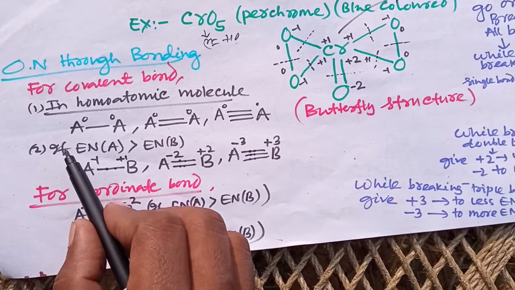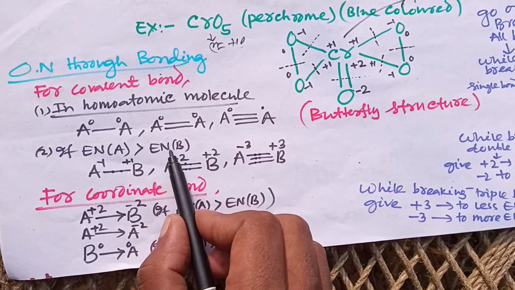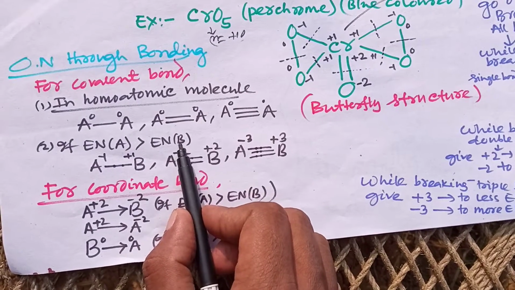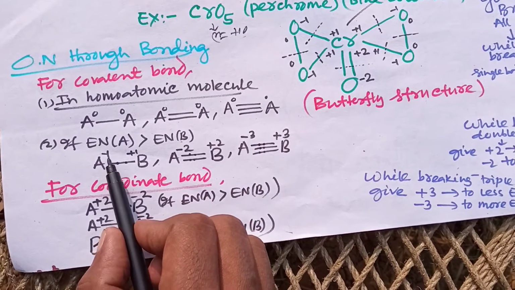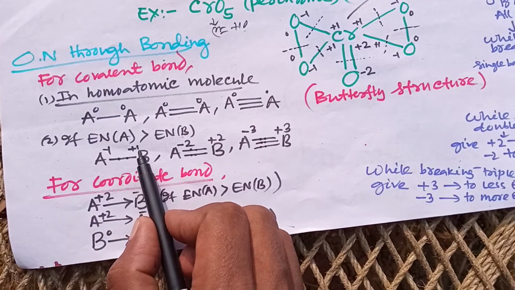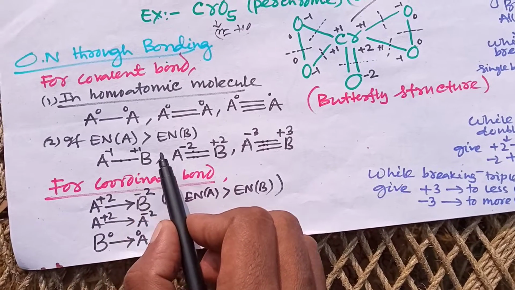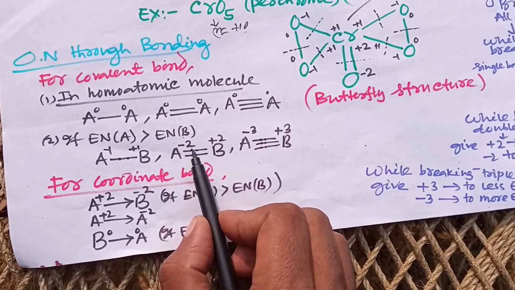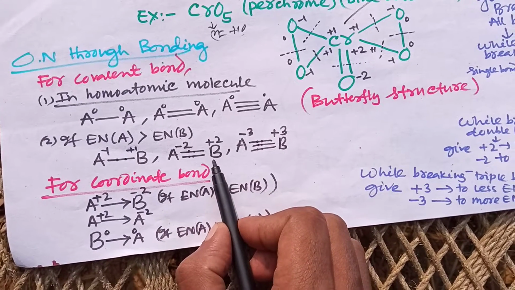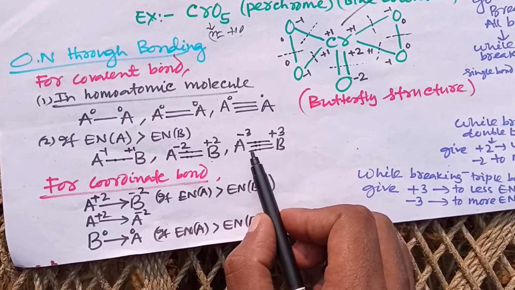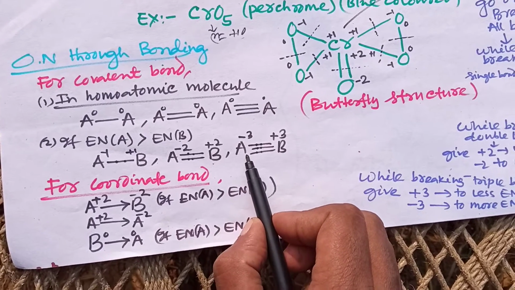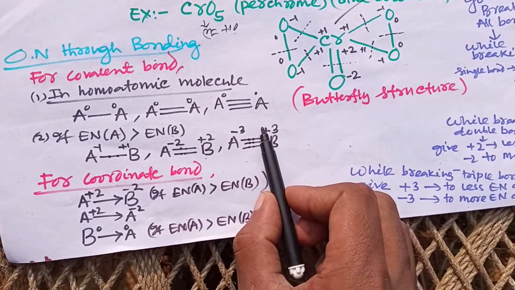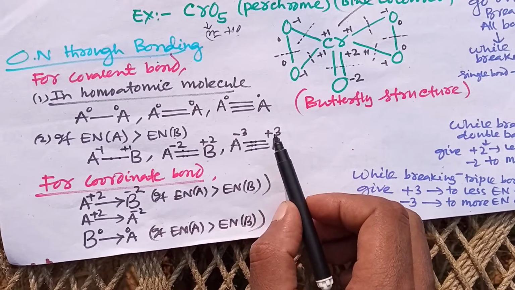If the electronegativity of A is greater than the electronegativity of B, then for a single bond you have to assign -1 to A and +1 to B. Similarly, for a double bond, you assign -2 to the more electronegative atom and +2 to the less electronegative atom. For a triple bond, you assign -3 to the more electronegative atom and +3 to the less electronegative atom.